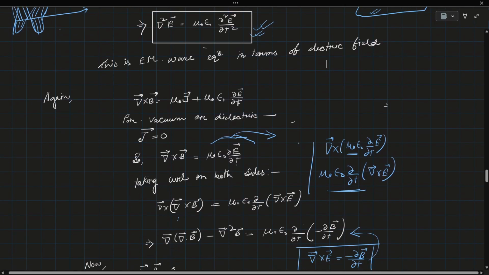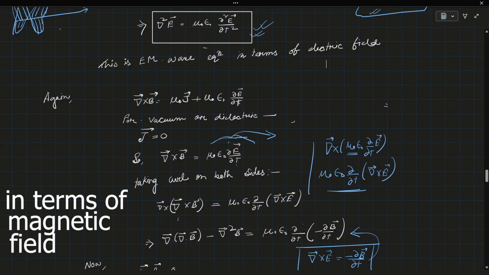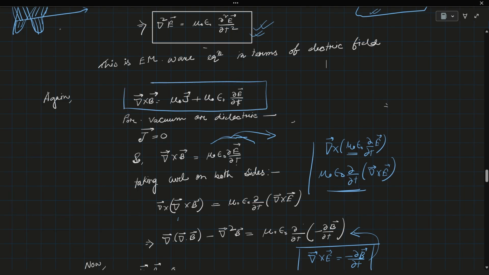To write the electromagnetic wave equation in terms of the magnetic field, I am going to take this Maxwell equation: del cross B equals mu naught J plus mu naught epsilon naught del E by del t. And a similar concept applies.